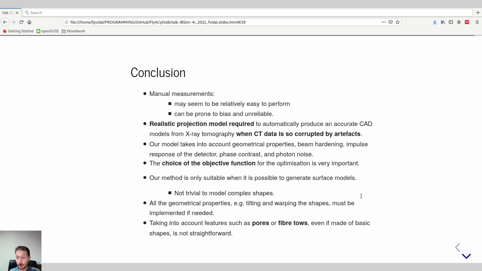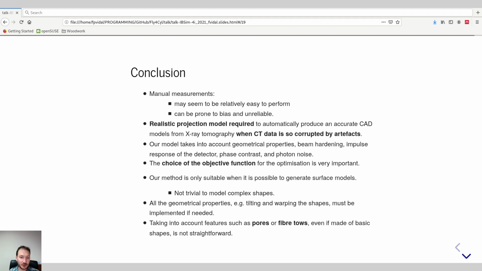So in conclusion, it might seem to be easy to do the measurement by hand, but actually we can't rely on these measurements. We've seen that there were very large outliers. So this is definitely prone to errors. We saw that if you wanted to do it automatically as a registration problem, we need to improve the simulation with beam hardening, LSF, phase. And the choice of objective function is very important to achieve a good result.